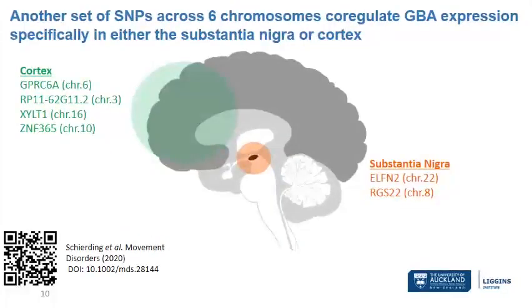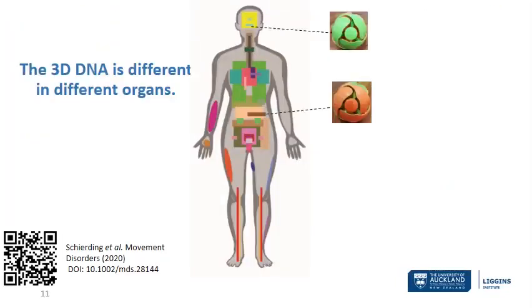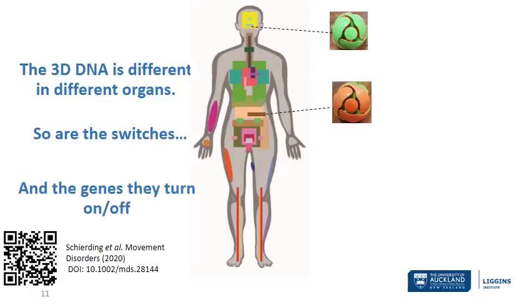Now, we also found that there are 6 regions across other chromosomes that co-regulate GBA expression, specifically in the substantia nigra and the cortex. We argue that these regions are maybe responsible, maybe affecting the potential motor and cognitive symptoms that are also associated with Parkinson's disease. Now, the 3D structure of the DNA is different in different organs and different cells. And you see that here we have these different balls, same information but different structures. And so are the switches that form, and the genes they turn on and off.